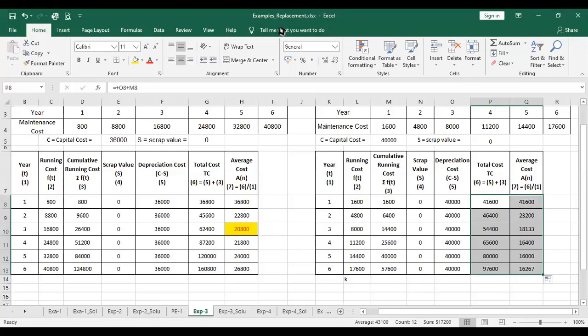Now let me compare with the answers I am getting on the chat box. Depreciation cost will not increase here since the scrap value is 0. If the scrap value keeps on increasing, then it would change. Otherwise, it would remain constant and equivalent to the capital cost, since the scrap value is 0. Okay.